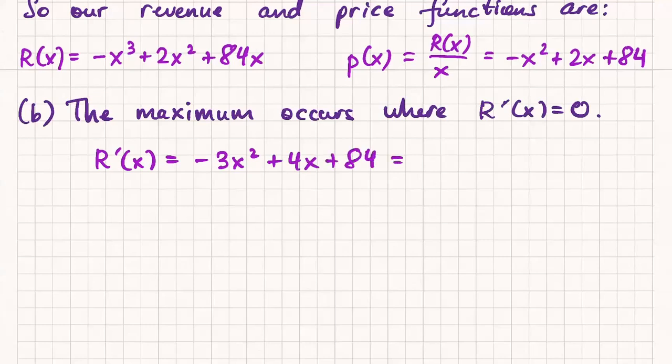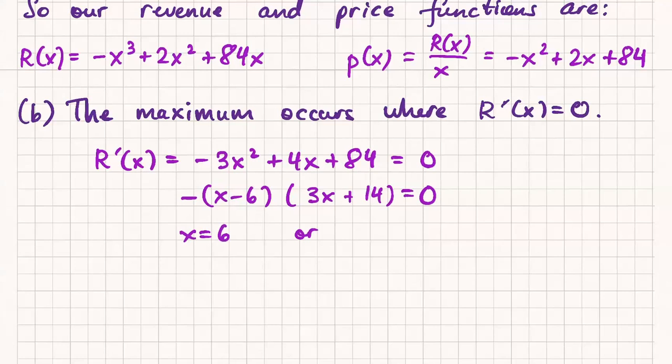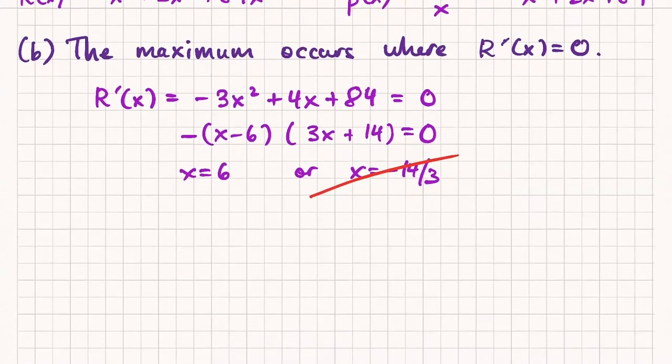So this actually can be factored, I mean, over the rational numbers. So we get negative x minus 6 times 3x plus 14. All right, this is just some simple algebra. We get x equals 6 or x equals negative 14 over 3. You can't produce negative iPads, so you can't have x as a negative number. You can only use positive numbers for x. So x equals 6.